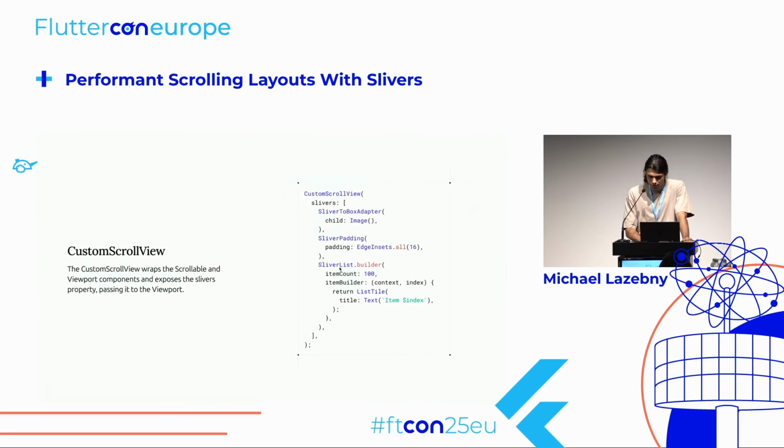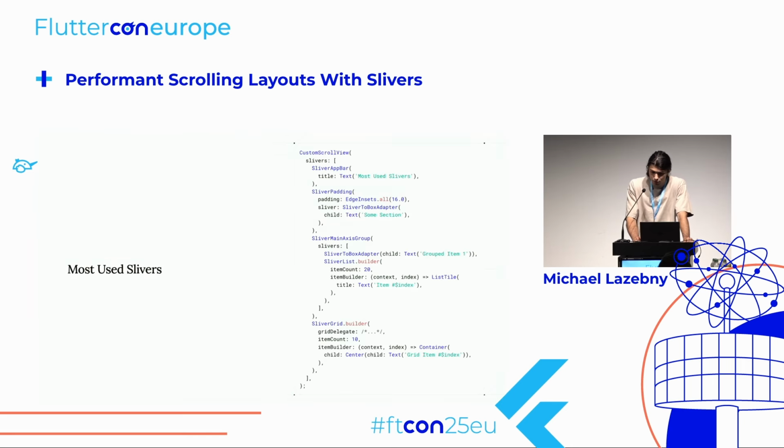Here again, this is how the code looks like, and as you can see, the sliver list looks very much the same as the actual list. In the latest updates, it actually got the builder and so on methods that make it possible to easily migrate existing lists, for example.